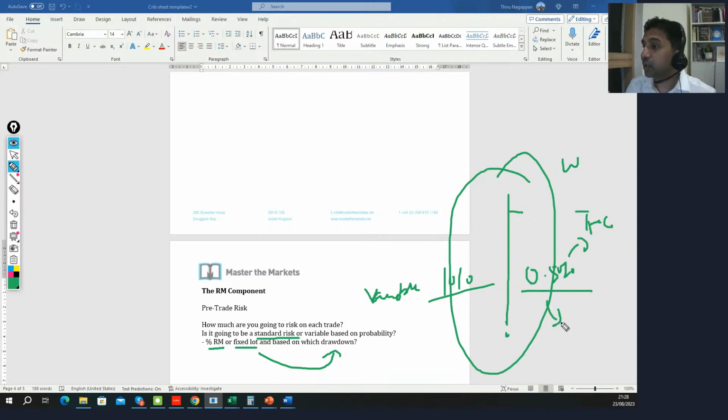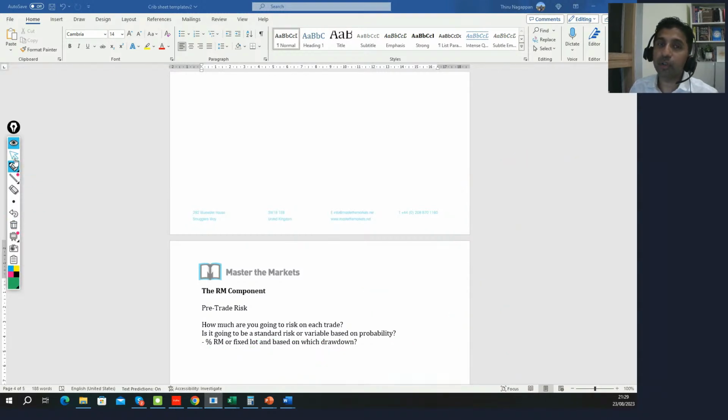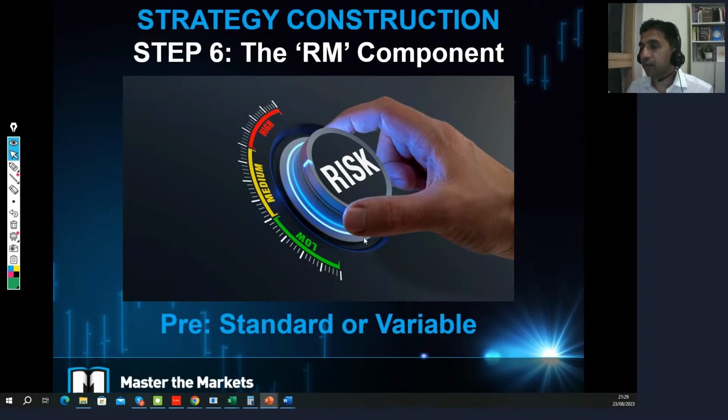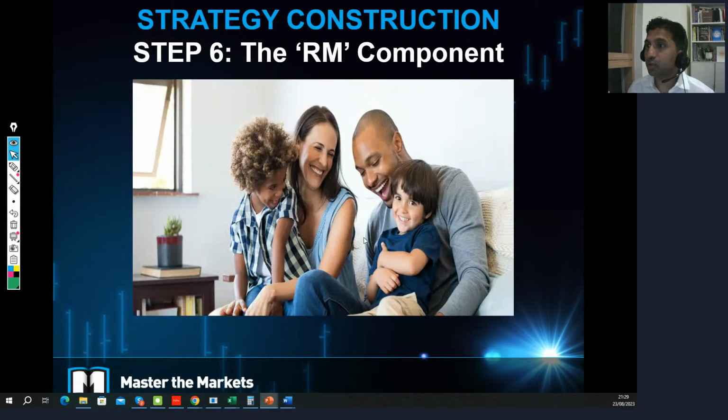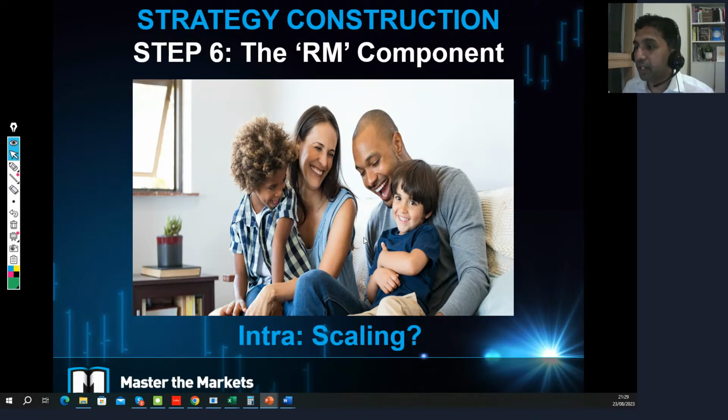then you can reduce it even lower, to 0.25%. This is what we call variable based on probability, and you have to write down the rules for them as well, backed by all your testing from before, and most importantly by your logic as well. So that's the pre-trade risk. All right, enough said from me. Now we carry on to the next one, which is the intra-trade risk management.